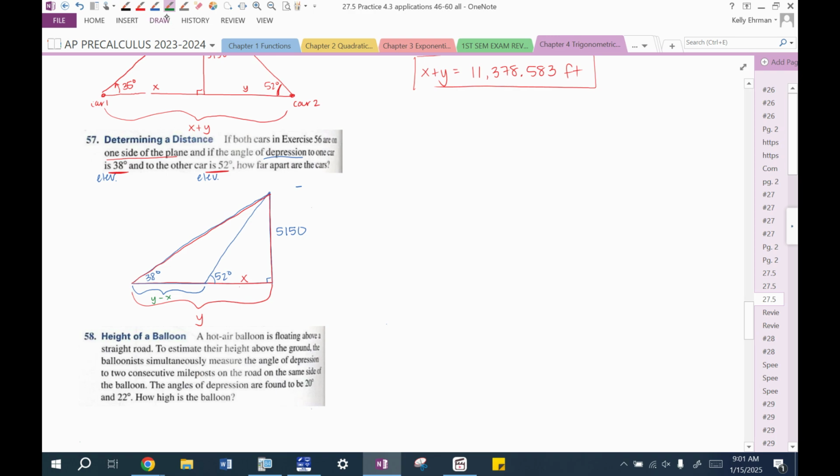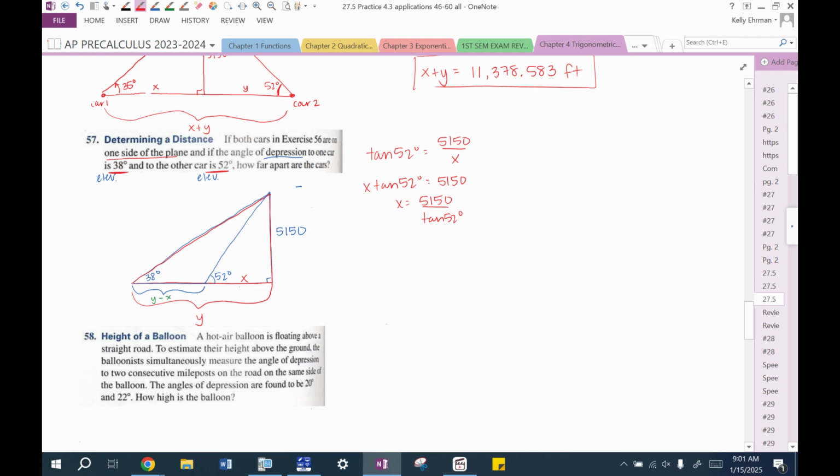All right, so let's set this up. So I'm just going to start with x. So the tangent of 52 degrees is equal to 5,150 divided by x. And I can go ahead and solve that for x. So multiply x over to the left side, and now divide by the tangent of 52. So we have x. I'm not going to type that in yet.